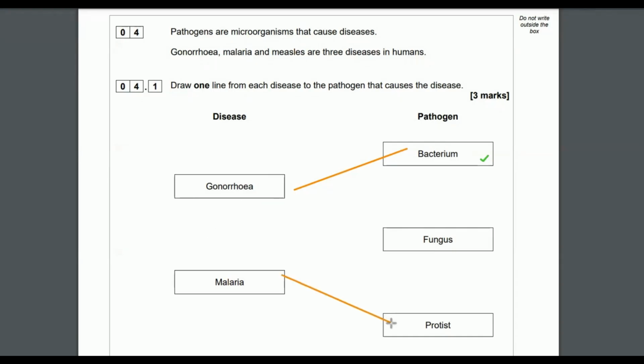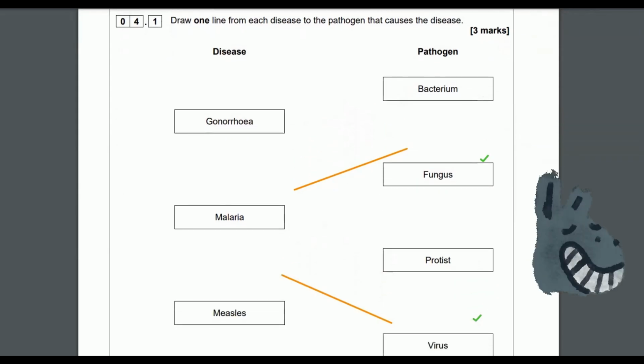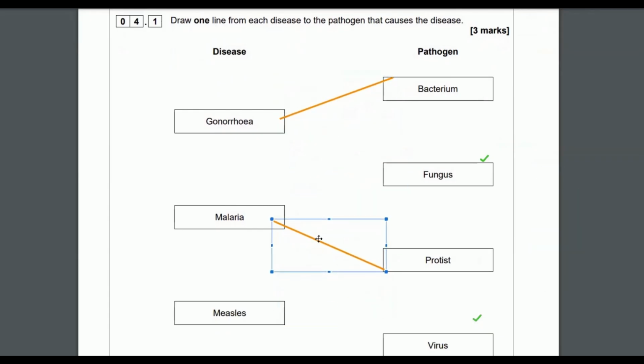Now, malaria is caused by a protist, the Plasmodium protist that's carried by mosquitoes, which are a vector. And you need to know all of that. I'm missing something here, aren't I? Right. So that goes there. That goes there. Measles. Yep. Measles are caused by a virus, coughing, droplets. They give you a fever, but you're mostly vaccinated against measles for protection. There you go. 3 marks.